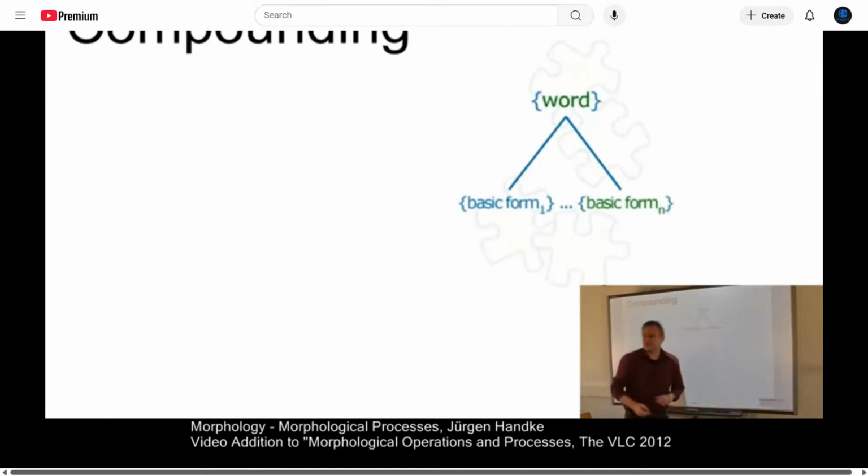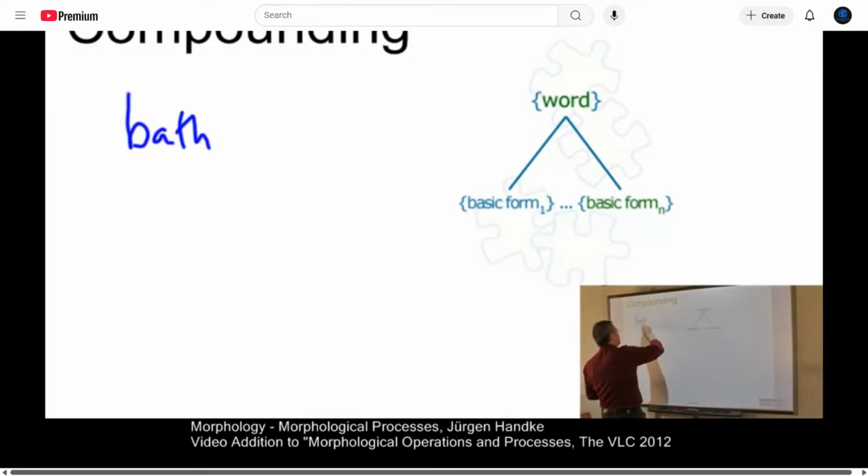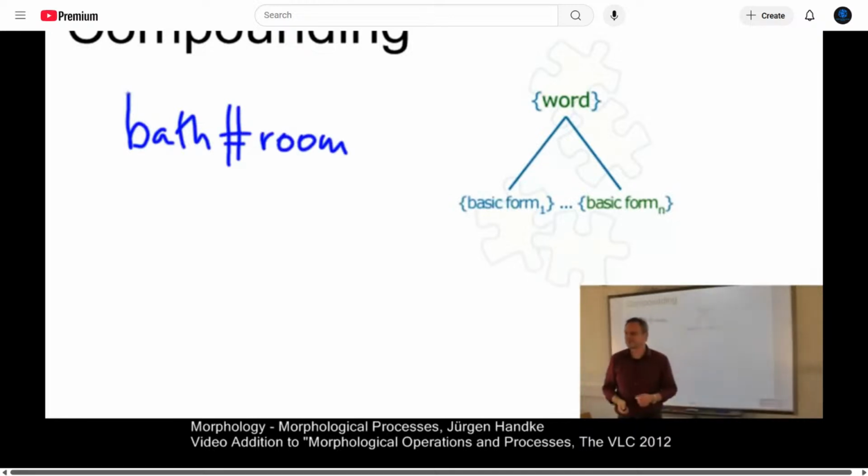Now, in compounding, also sometimes referred to as composition, we have a word formation process that involves at least 2 base forms or 2 lexemes. So we could have something like bath and then add room to it. Now we have a compound, bathroom.